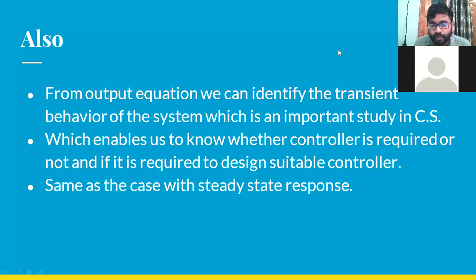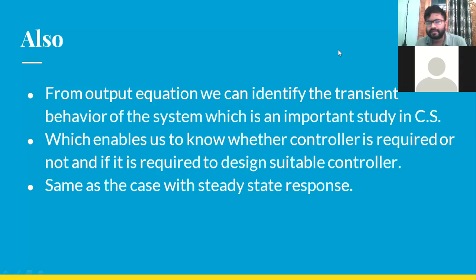If the rise time is 0.8 seconds, but the customer or user requirement is 0.5 seconds only, then immediately a control system engineer will design a suitable controller so that he can bring the rise time to 0.5 seconds. So to observe all these things, first we should know the output. Without knowing the output, we cannot design. So that is the importance of observing the output.